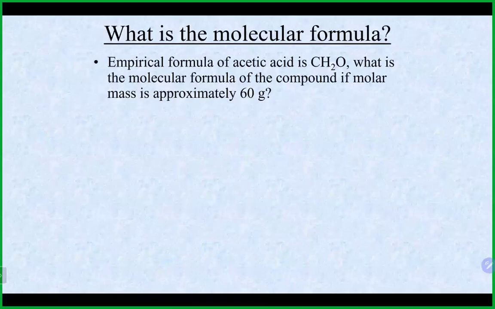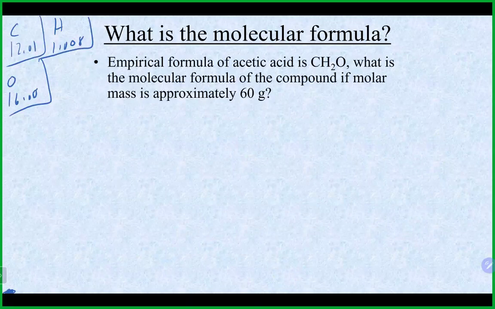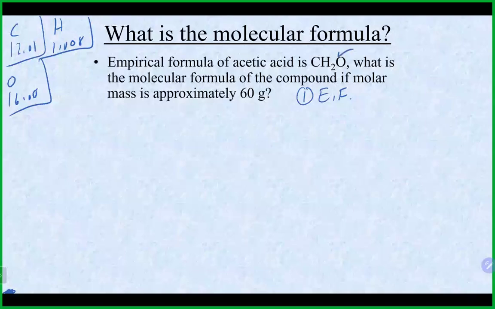All right, so why don't you try this? The empirical formula of acetic acid is CH2O. What is the molecular formula in this case? In this particular case, we are looking for the molecular formula. So again, the 3 things you need: you need the empirical formula, which in this case they actually gave you, so that's good.